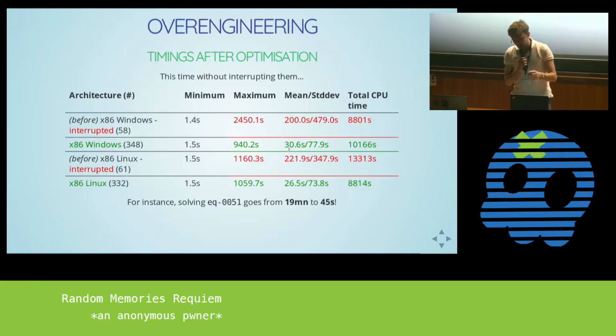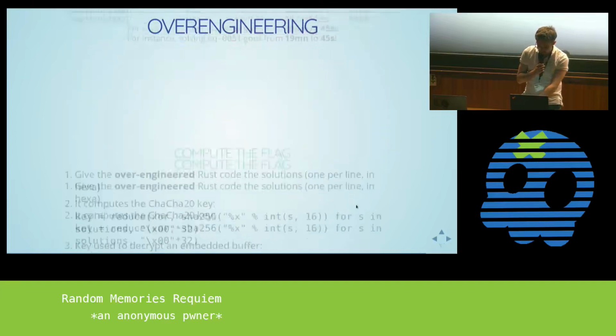What can be interesting is still to try to optimize this. Actually, with PyPy, it's actually worse. We have a Manticore workshop later, maybe it's going to be better, I don't know. Anyway, if we take, for instance, this crackme, it goes from 20 minutes to 45 seconds. So it's actually a pretty good optimization.